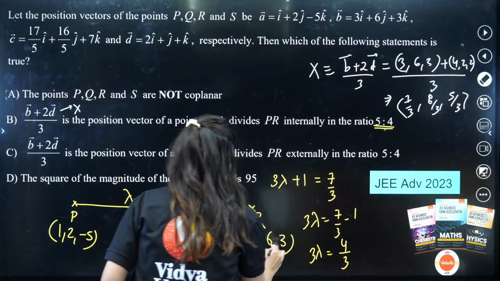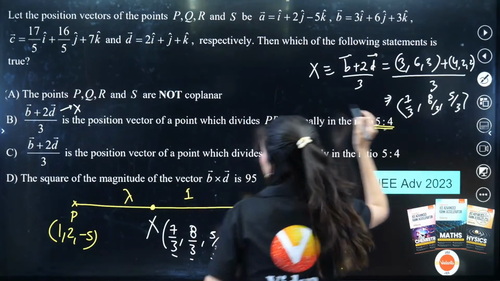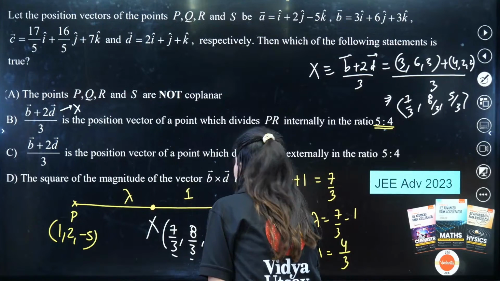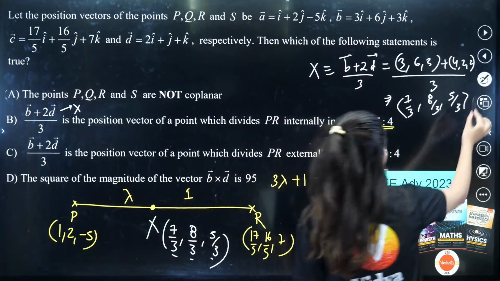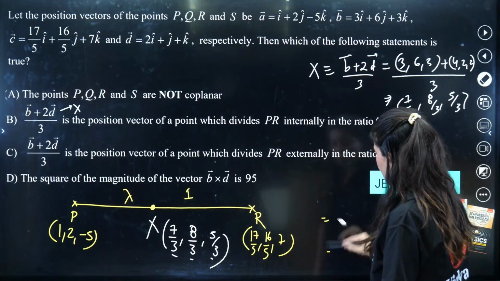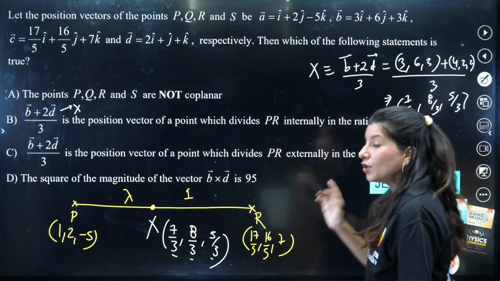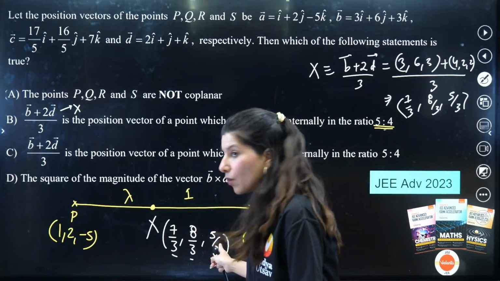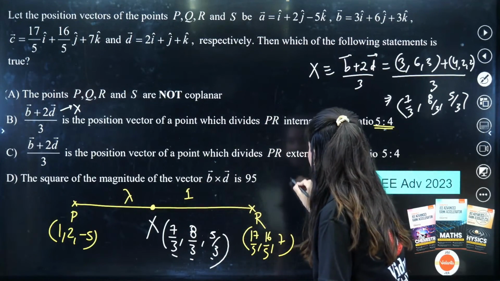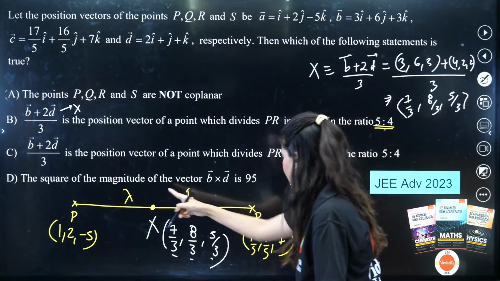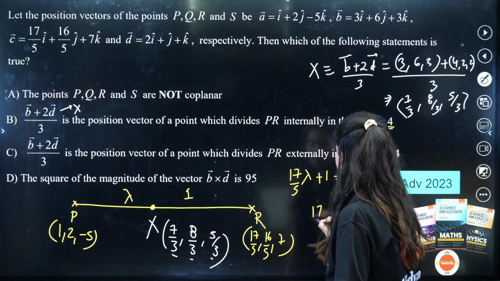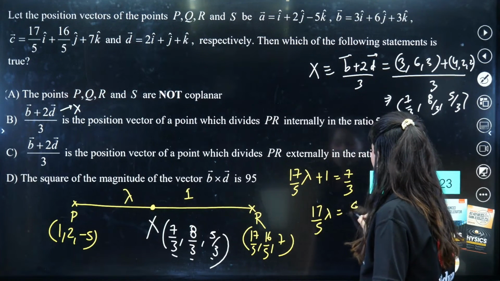Thank you. So R is not this. R is 17 by 5, 16 by 5 and 7. So now we need to calculate the value of lambda. You understood my point. The whole point was to not calculate all 3 points and then compare, but rather just use one thing. So 17 by 5 times lambda and plus 1 is going to give you 7 by 3. So 17 by 5 lambda is going to give you 4 by 3.